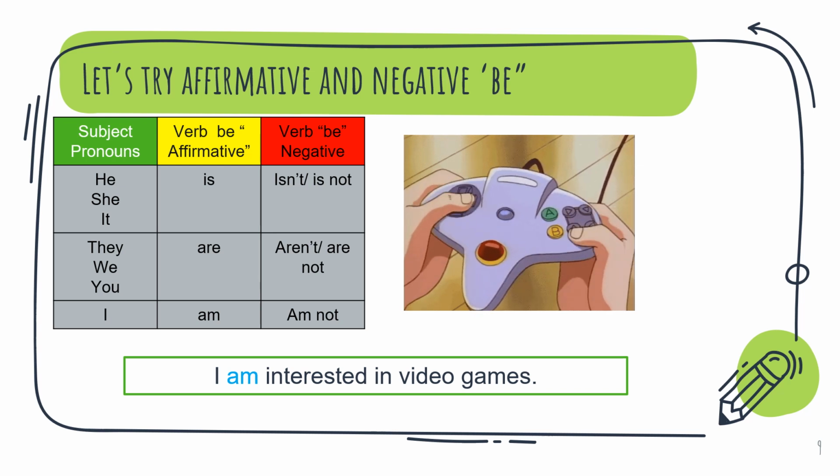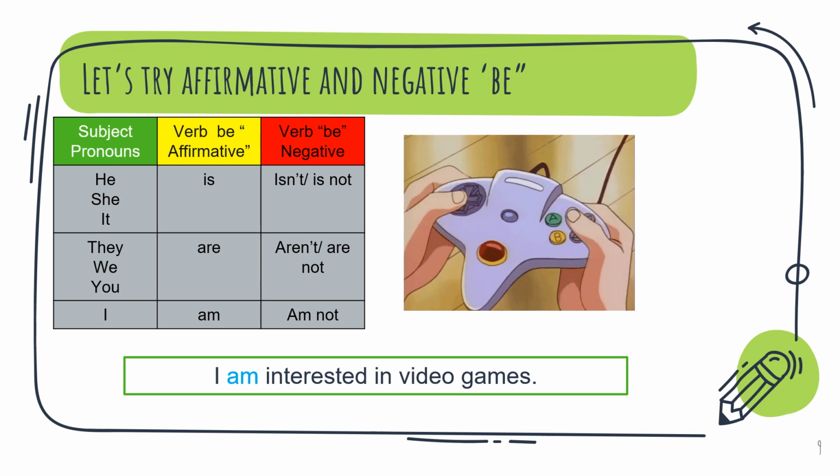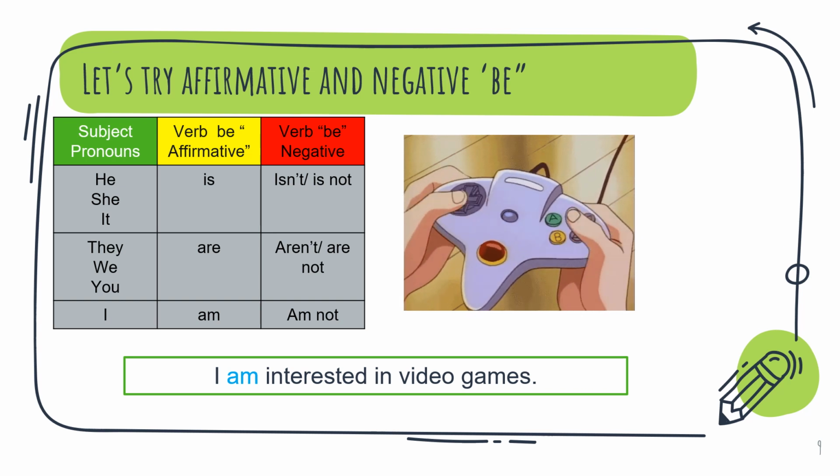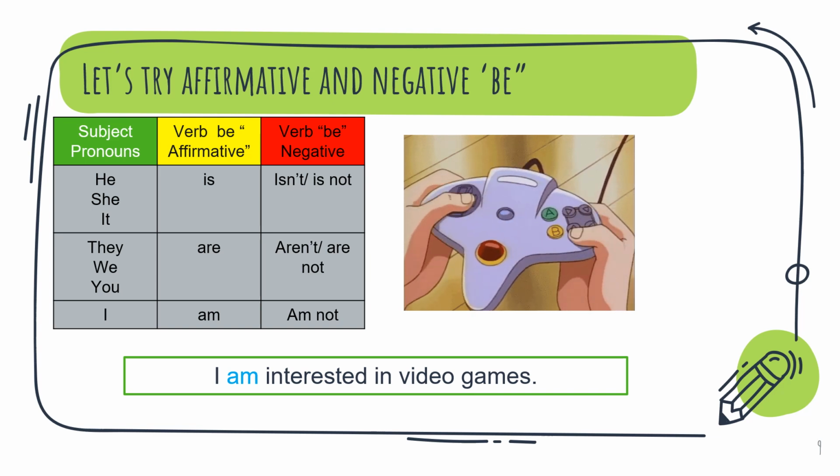Now let's look at the second picture. It's a picture of playing video games. Look at the subject pronoun used here. The subject pronoun used here is I. So if you use I, you need to use am. I am interested in video games. Again, I am interested in video games.